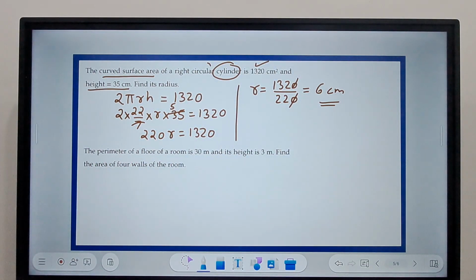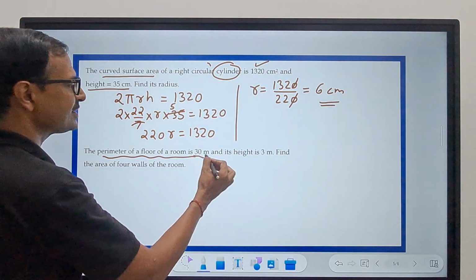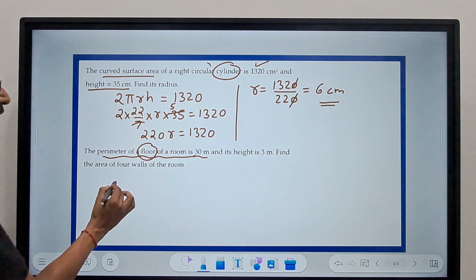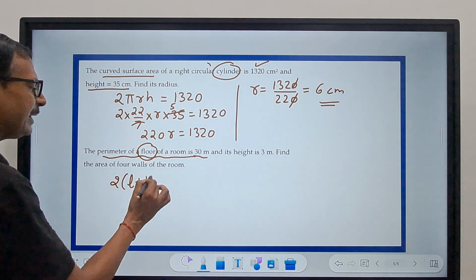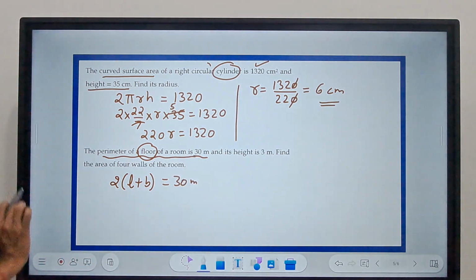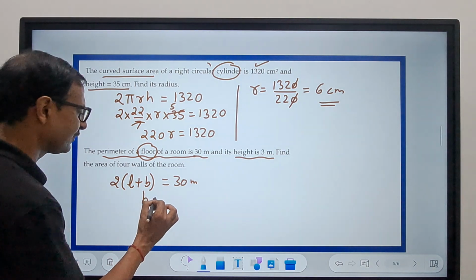The last question for this video. The perimeter of the floor of a room is 30 meters. If you know the perimeter of the floor, which is a rectangular shape, right? So twice (L plus B), that is the perimeter, and it is given as 30 meters. This perimeter is 30 meters. And the height is given as 3 meters.